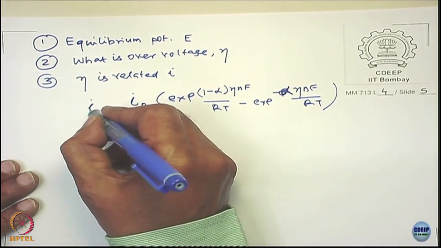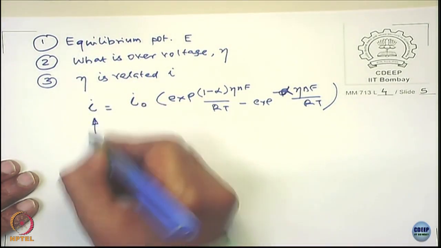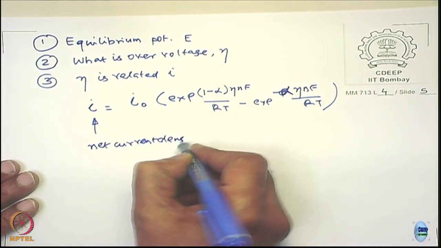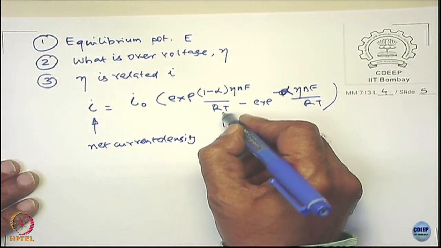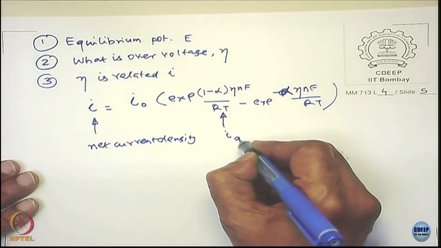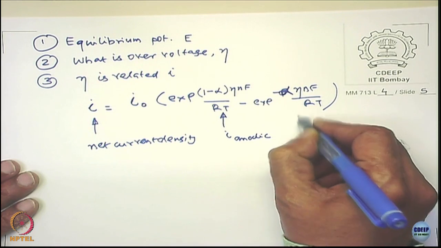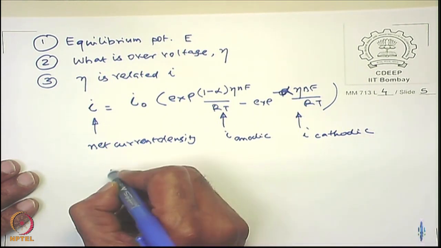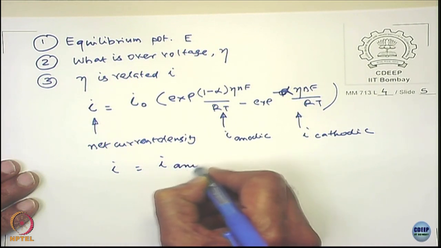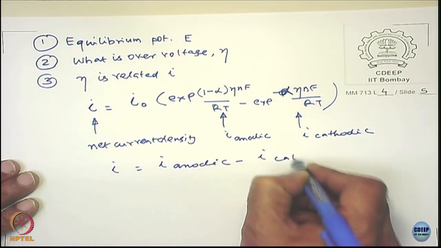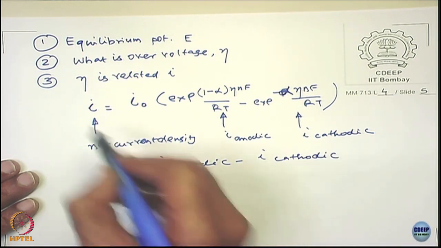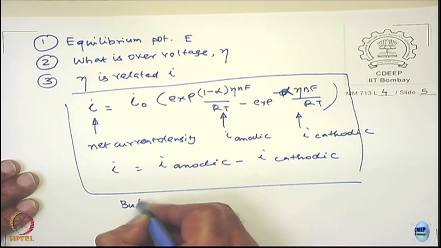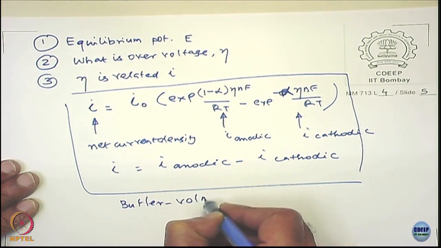What is this? Please look at I. What is I here? I is the net current density, and this corresponds to I anodic current, this corresponds to I cathodic. That means I is given as I anodic always minus I cathodic. These are the equations we have, and this is called the Butler-Volmer equation.